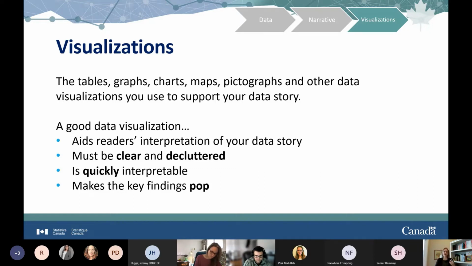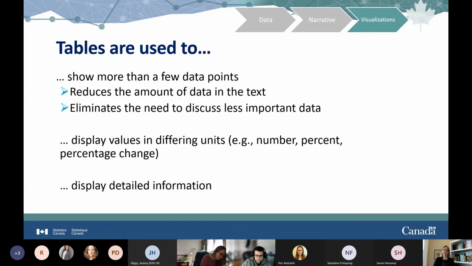What I do when I identify my main messages or my key messages, I always try to do one or two really good charts that show visually what I'm trying to convey with my main message. So revisit your analytical questions and select visuals that clearly help to answer these questions. Oh, you can have tables and charts. Tables are usually used to show more than a few data points. Typically, in any report, you're going to have lots of tables in an appendix or throughout.